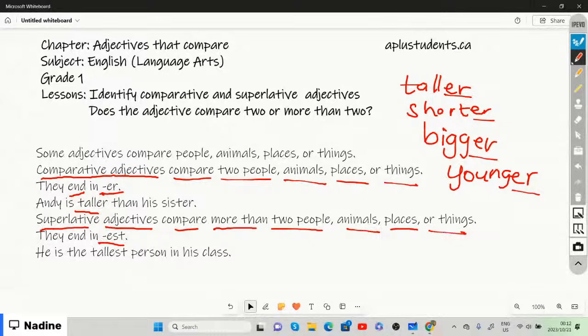If we make an example with words that end in est, we look at this sentence: He is the tallest person in his class. So there's tallest. He is the tallest person in the class. We said that superlative adjectives end in E S T.